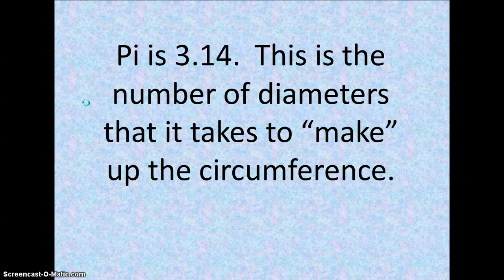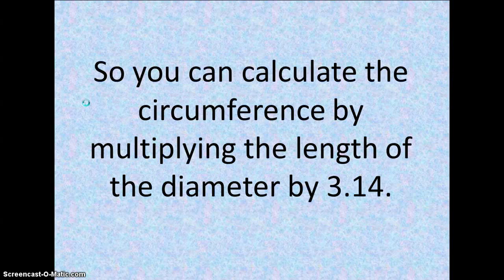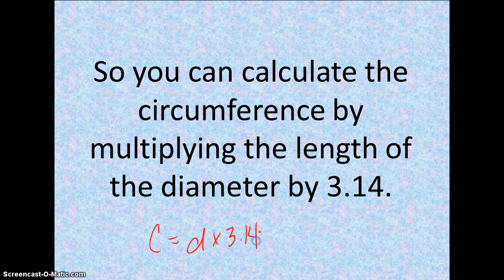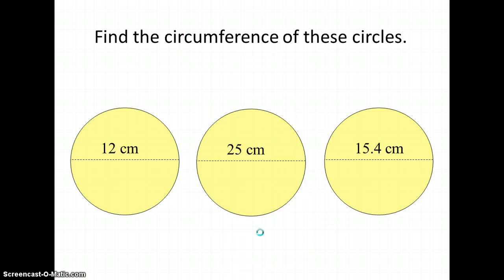And this is the number of diameters that it takes to make up the circumference. So you can calculate the circumference by multiplying the length of the diameter by 3.14. Or the circumference equals diameter times 3.14. Let's practice. In your notebooks, go ahead and find the circumference of these circles. Pause the video now, but don't forget to restart because we're not done.